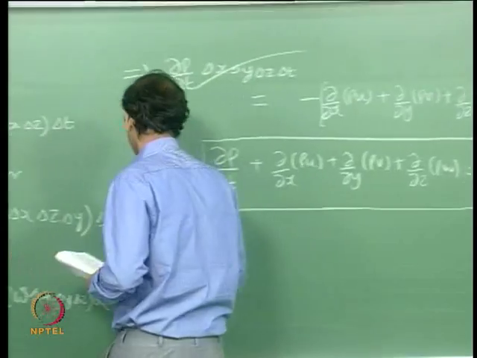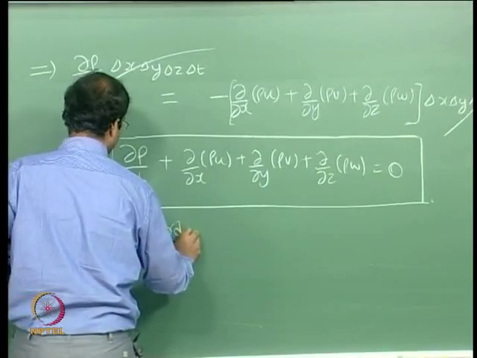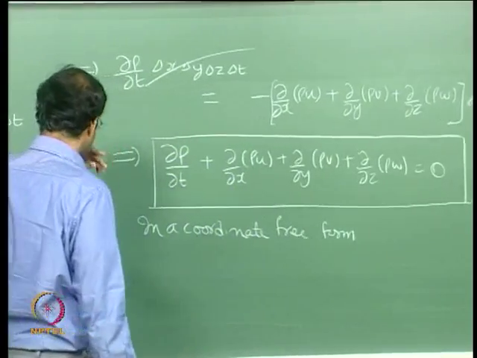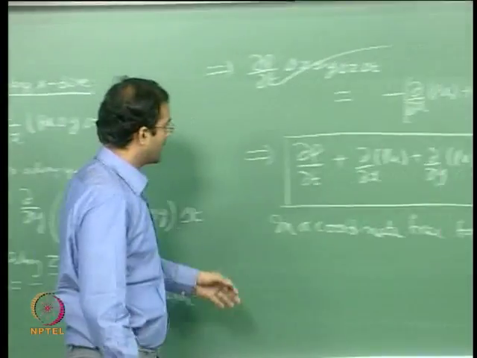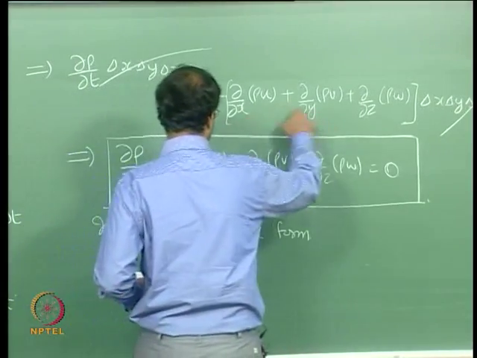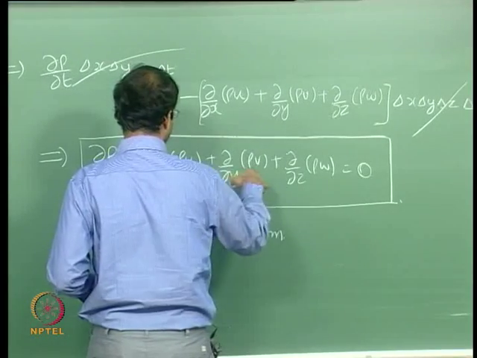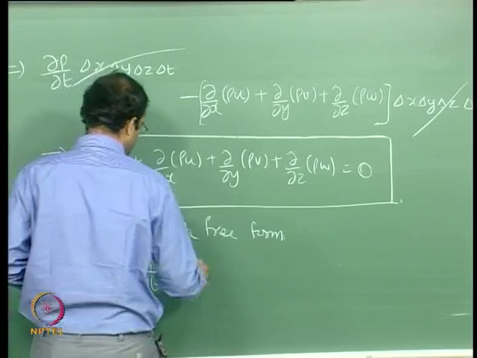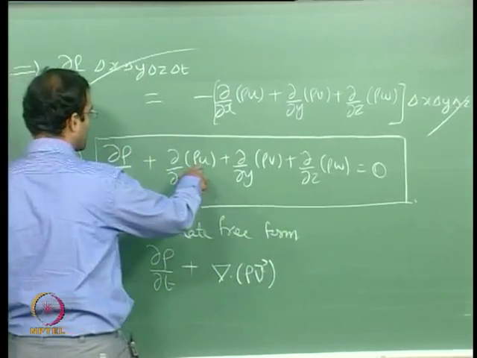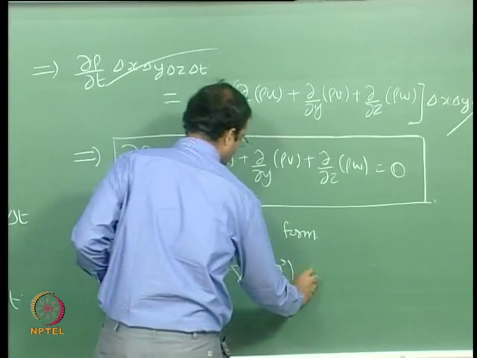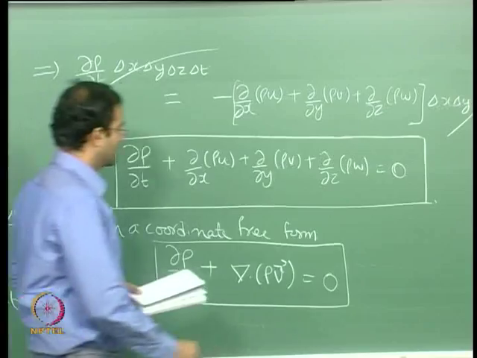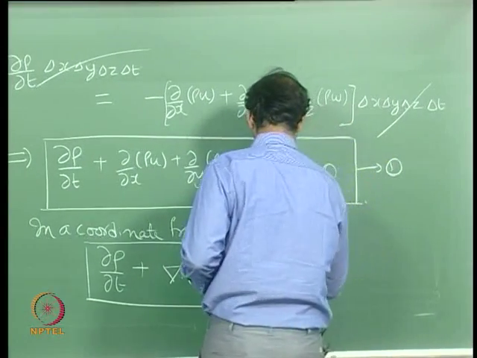So in a coordinate free representation, instead of deriving this for different coordinate systems, you can write this in a coordinate free form as follows. You can take the derivative with respect to time and write it as it is. Now the spatial derivative, that is d rho u dx, d rho v dy, d rho w dz, can be expressed as the divergence operator operated upon rho v vector, where v vector is basically ui plus vj plus wk in the Cartesian coordinate system. So therefore in a coordinate free representation you can express the continuity equation as this particular form. So let us call this equation 1 and this equation 2.